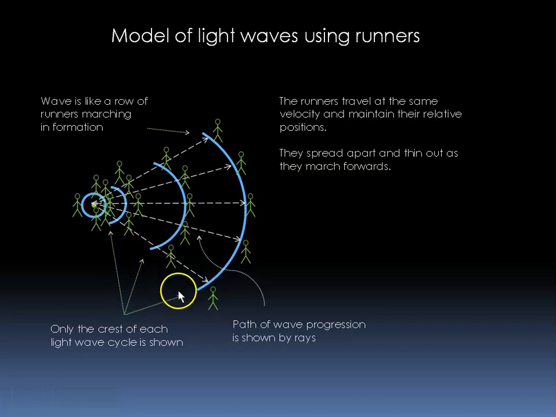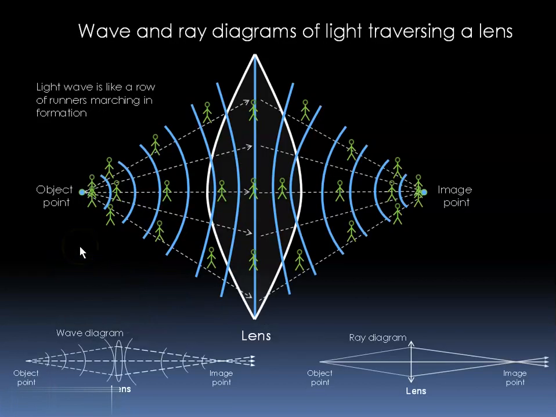The crest of each wave is shown here, whereas the troughs in between are not. Here we see what happens when waves of light are approaching an object, shown here, a lens. The lens has a curved surface and a higher index of refraction than the surrounding medium.